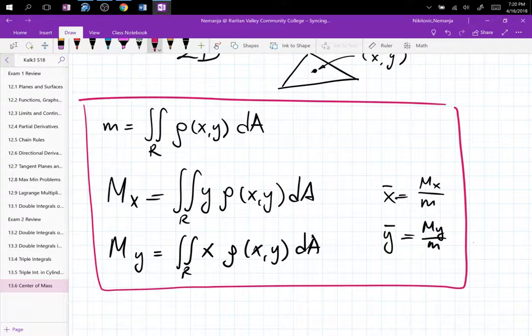Now I'm trying to find if they have this in a book somewhere, but they don't. Oh wait, guys, I swapped. This is My, x is my, and this is Mx. There we go. Much better.